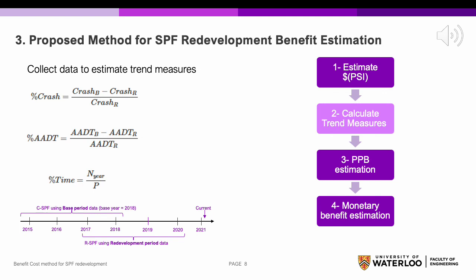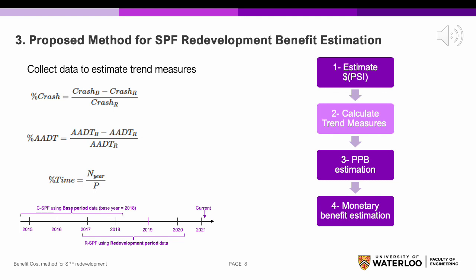The 3 pieces of information include the total number of crashes, the average traffic volume, and the number of years since SPFs were last redeveloped. For each type of information, we define a trend measure, as you can see in these equations, that can capture the absolute relative change between the base period and redevelopment period. In these equations, subscript B represents the base period, which in our example is from 2015 to 2018, and R represents the redevelopment period, which in our example is from 2017 to 2020.